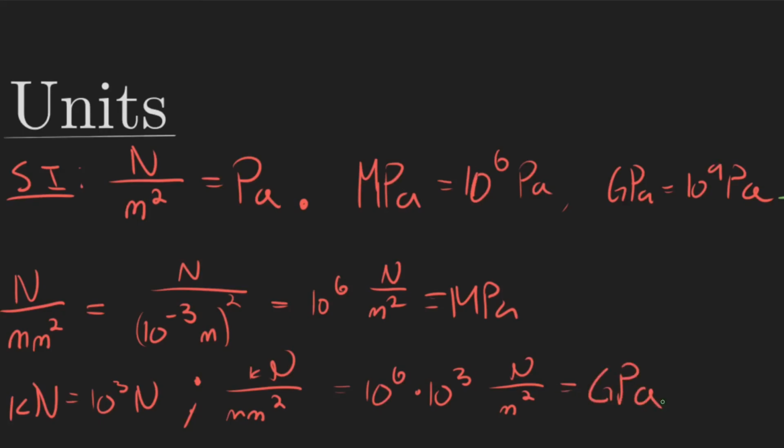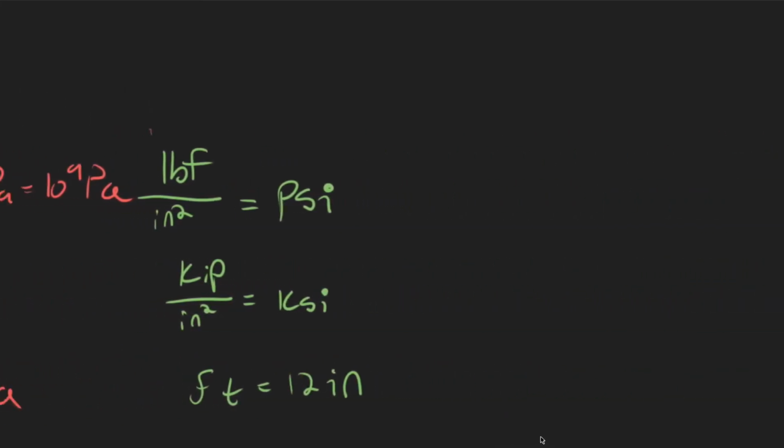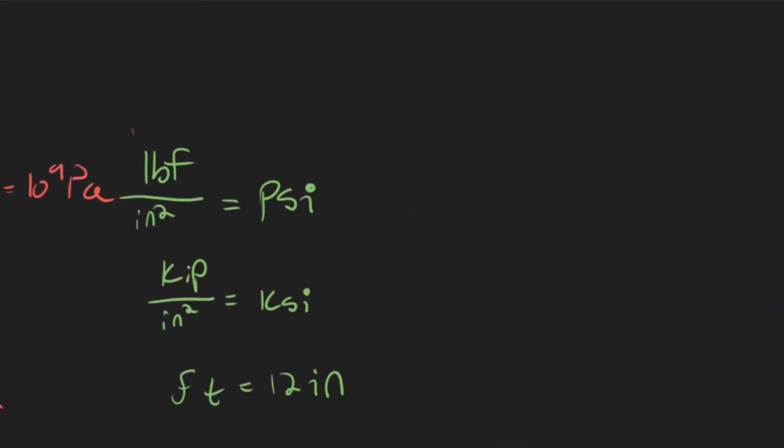So you can see right here, depending on what we're given, it's going to be useful to use gigapascals or megapascals usually. And then we also have the imperial system to deal with. So just real quick to run through this. Our unit of force is the pound force. Our unit of mass is the pound mass. Our area is inches squared. So if we have pounds force per inches squared, that's a pound per square inch, or we say PSI. 1,000 pounds is called a kilopound. We write out kip. So kilopound per square inch is a KSI.